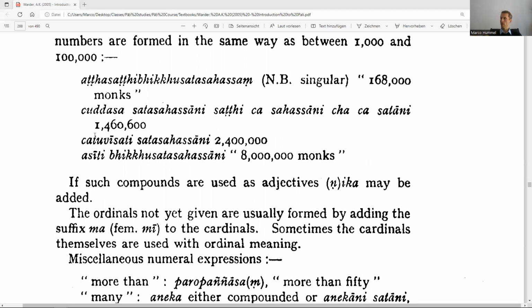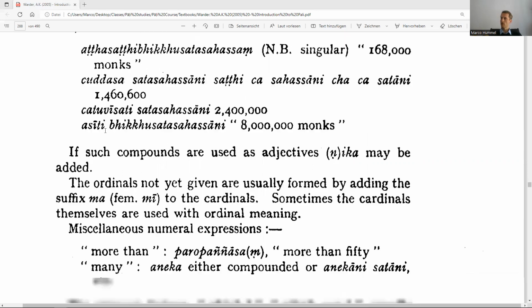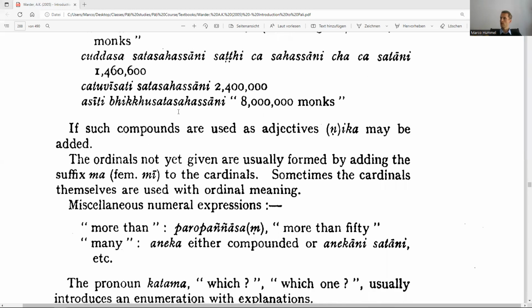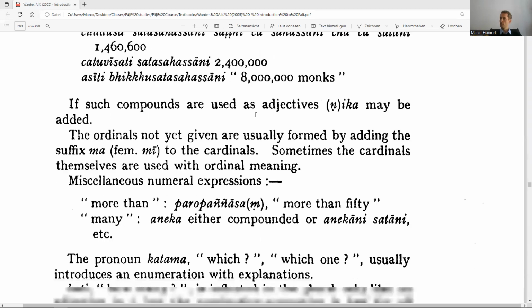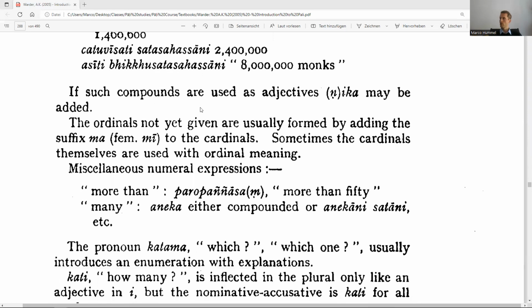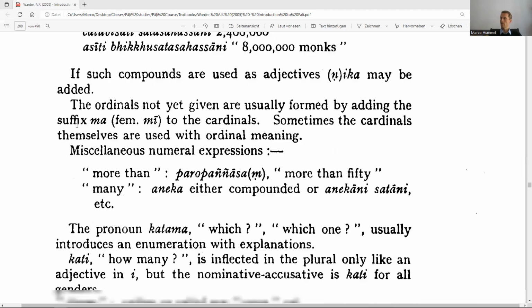Sattani, 1,460,600. Chatuvi Sati Satta Sahasrani, 2.4 million. Asiti Bhikkhu Satta Sahasrani, 8 million monks. If such compounds are used as adjectives with the nika suffix, nika may be added. The ordinals not yet given are usually formed by adding the suffix ma and in feminine mi to the cardinals. Sometimes the cardinals themselves are used with ordinal meaning.